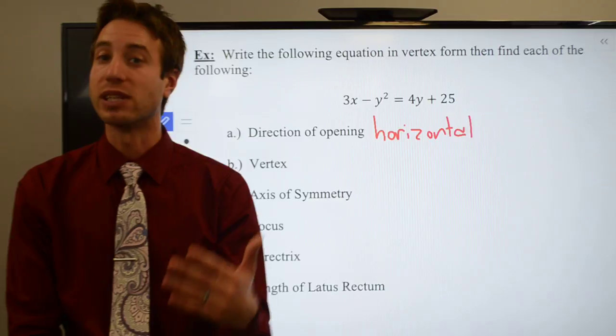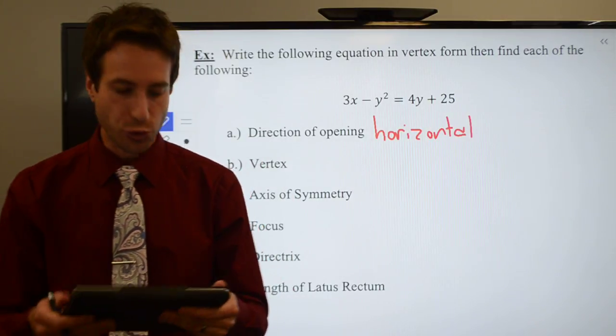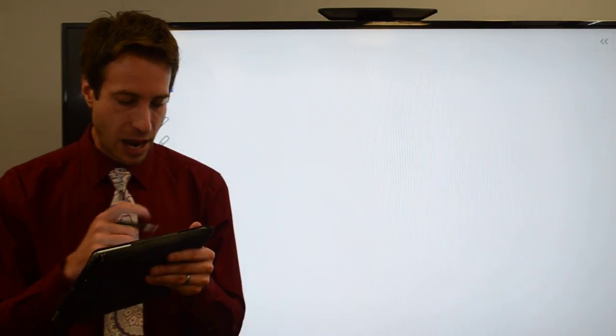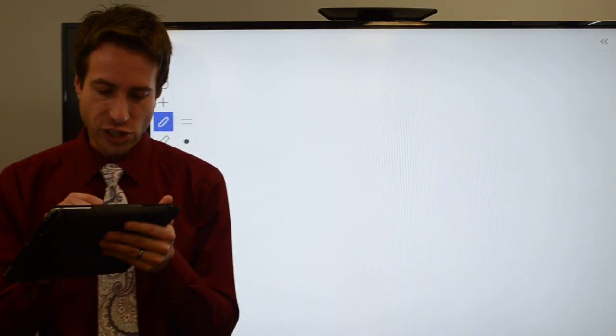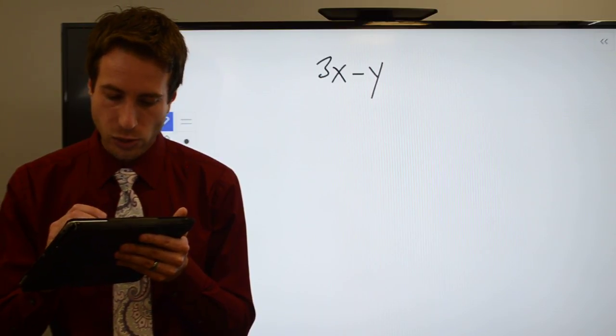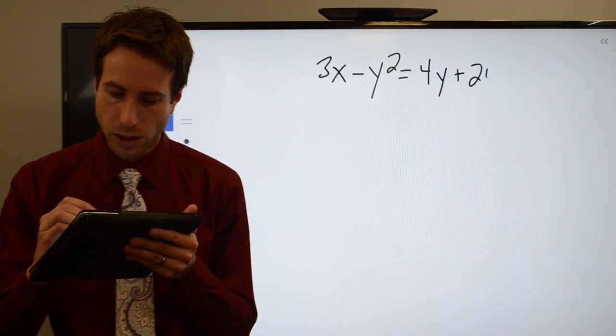So let's go ahead and once again practice completing the square. This is going to be the fourth time we've done it. We'll go through this one pretty quickly here. You should be getting good at these, at least to the point now where you can combine some steps and put them together to kind of shorten these up a little bit. The equation I gave you was this: 3x minus y squared is equal to 4y plus 25.